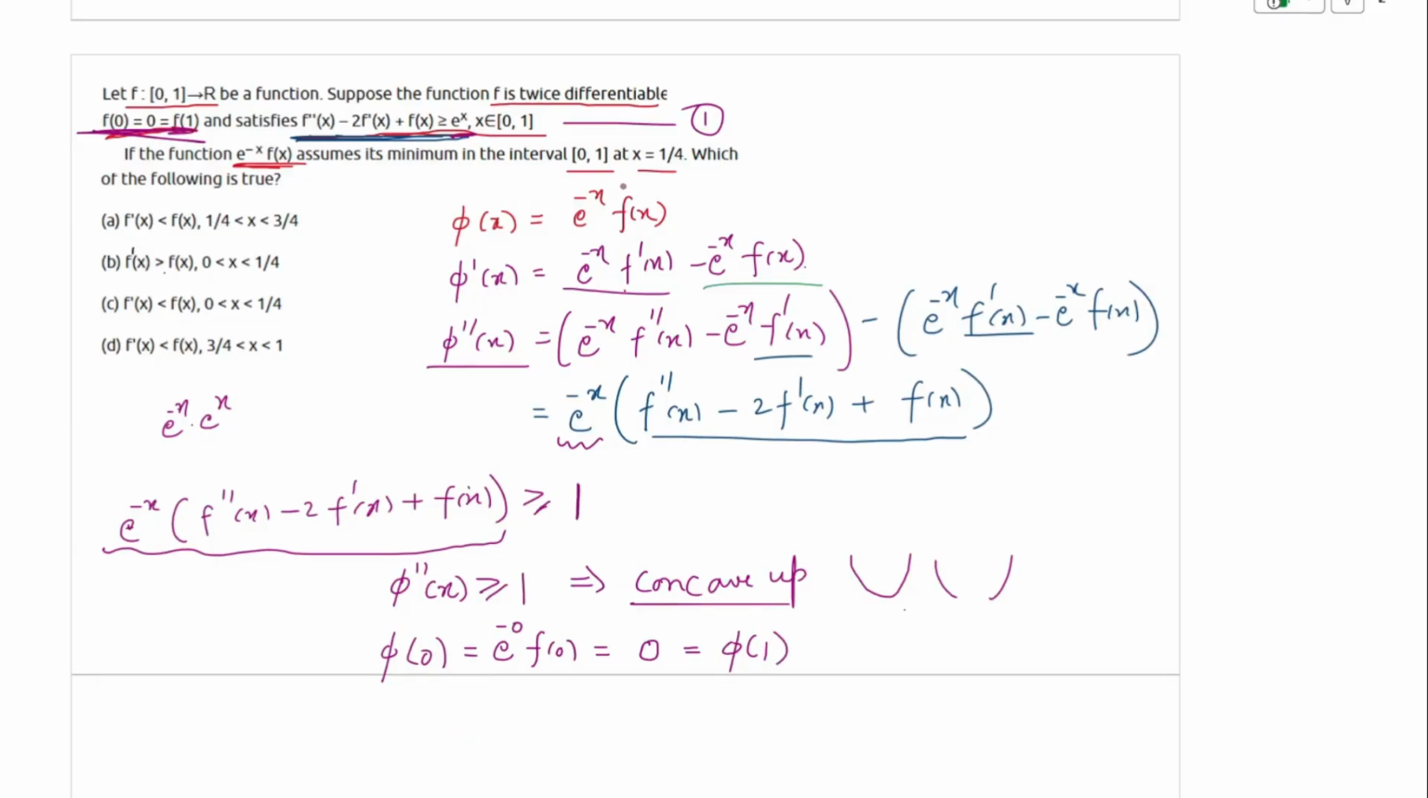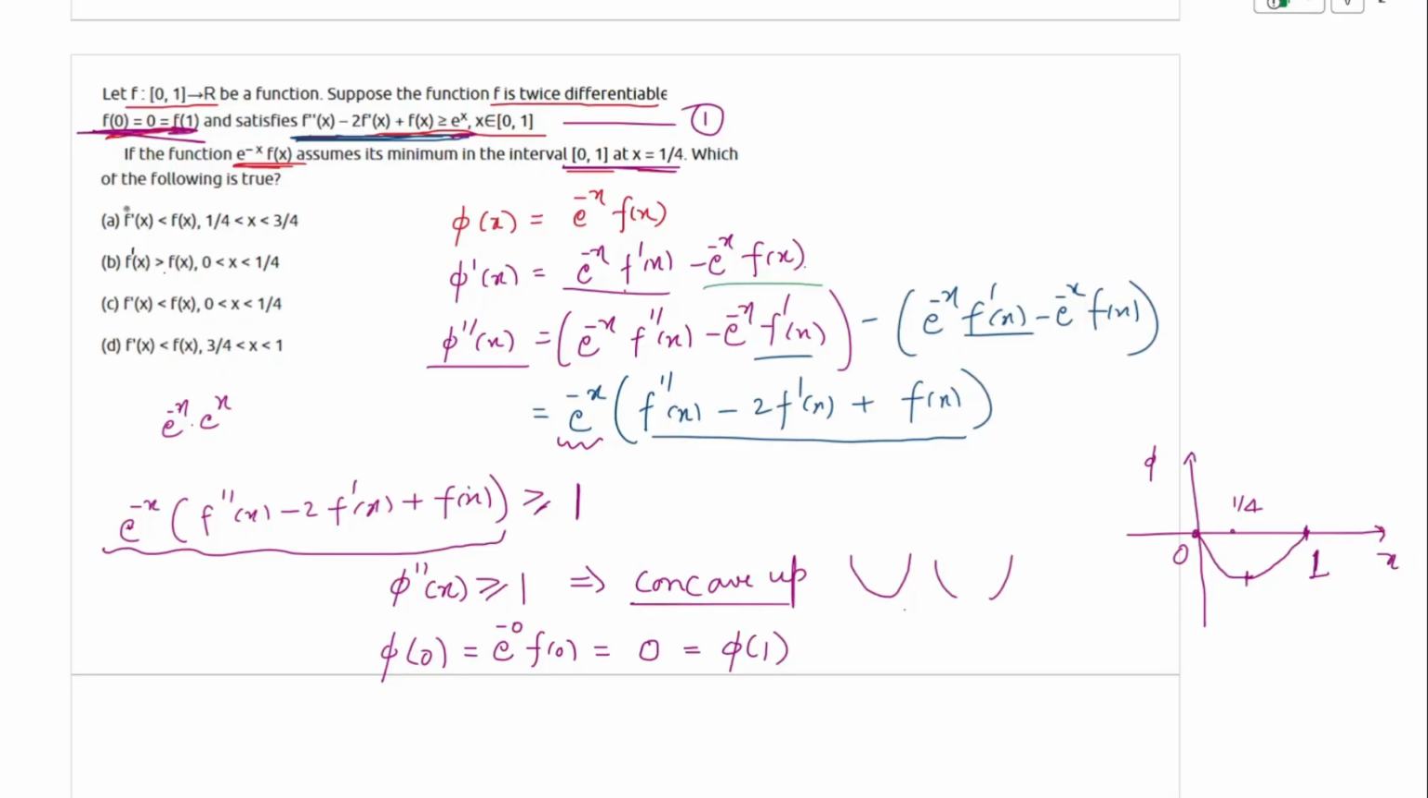What else? Now you use this fact. It is assuming its minimum at 1/4. Let's draw now. This is, let's say, 0 and this point is 1. You are concave up. You are assuming 0 values here and you are at minimum at 1/4. So do you think you are going to look something like that? Concave up, minimum at this point, and at 0 and 1 you have function value 0. This is phi and this is x. Now what can you say?